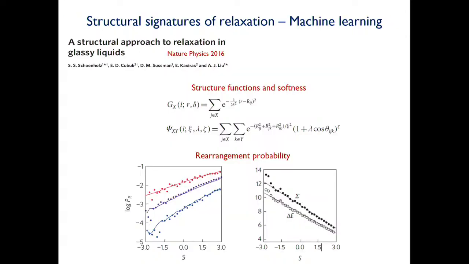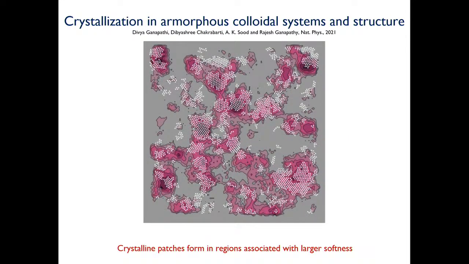Once again, these ideas found support even in experimental systems. These are experiments done by Rajesh and his co-workers. What they saw was that they initially started with an amorphous configuration. They characterized it based on the structure of the particles.